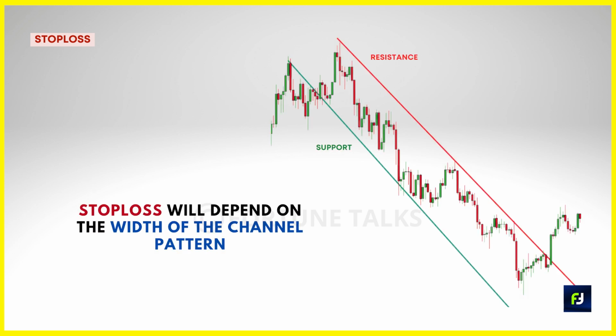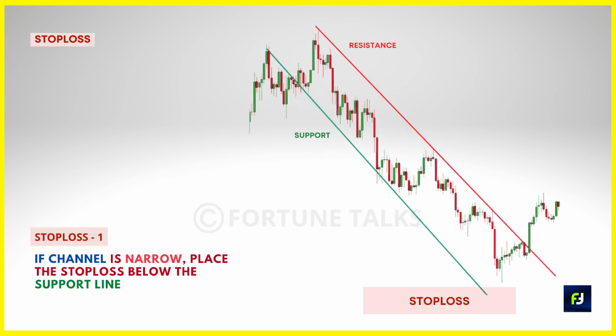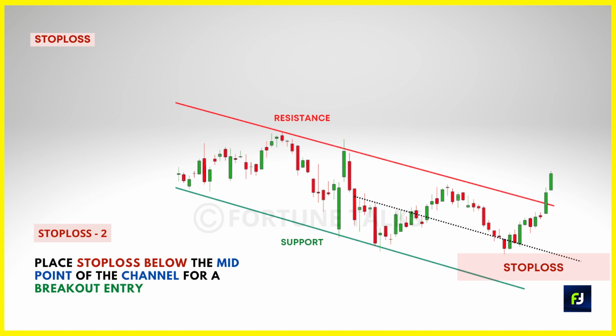As mentioned earlier, the stop loss of the channel pattern will depend upon the width of the channel. If the channel is too narrow, we can think about placing the stop loss just below the lower trend channel line. But if the channel is too wide, then we need to think about a different stop loss, because if we place the stop loss below the trend channel line like before, the reward to risk will be poor.